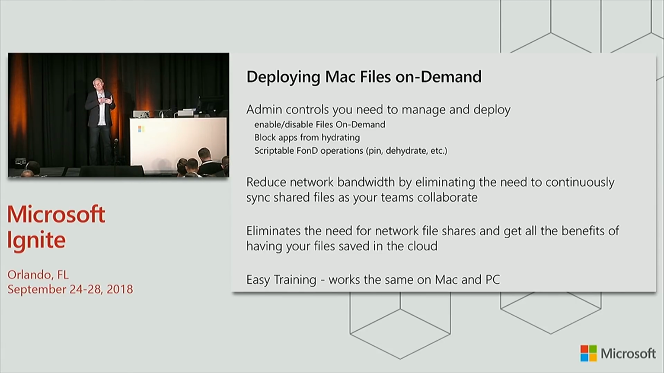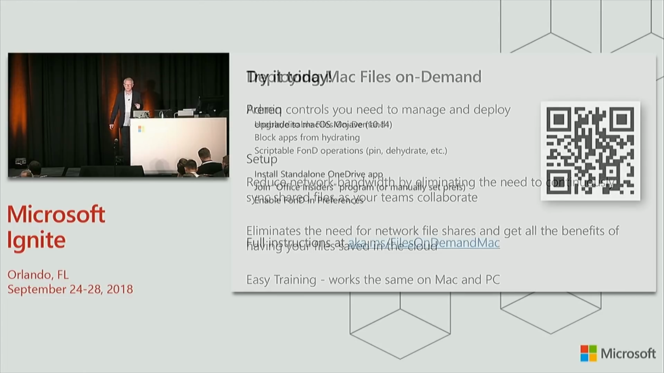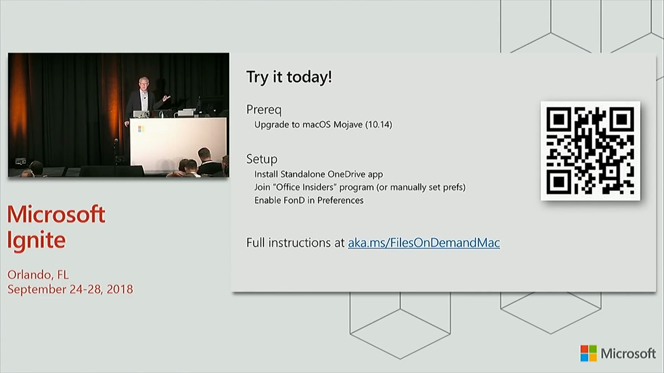Again, this allows you to mount very large team sites and not use all of the space on your drive. You can try it today. You just need to upgrade to Mojave. Mojave went GA on Monday, and so you don't even have to do a beta. You actually get to use the real final version of Mojave. Setup, you just install the standalone and join the Office Insiders program. There's a full set of instructions at that URL, and I recommend that you try it today. It's a super great feature.